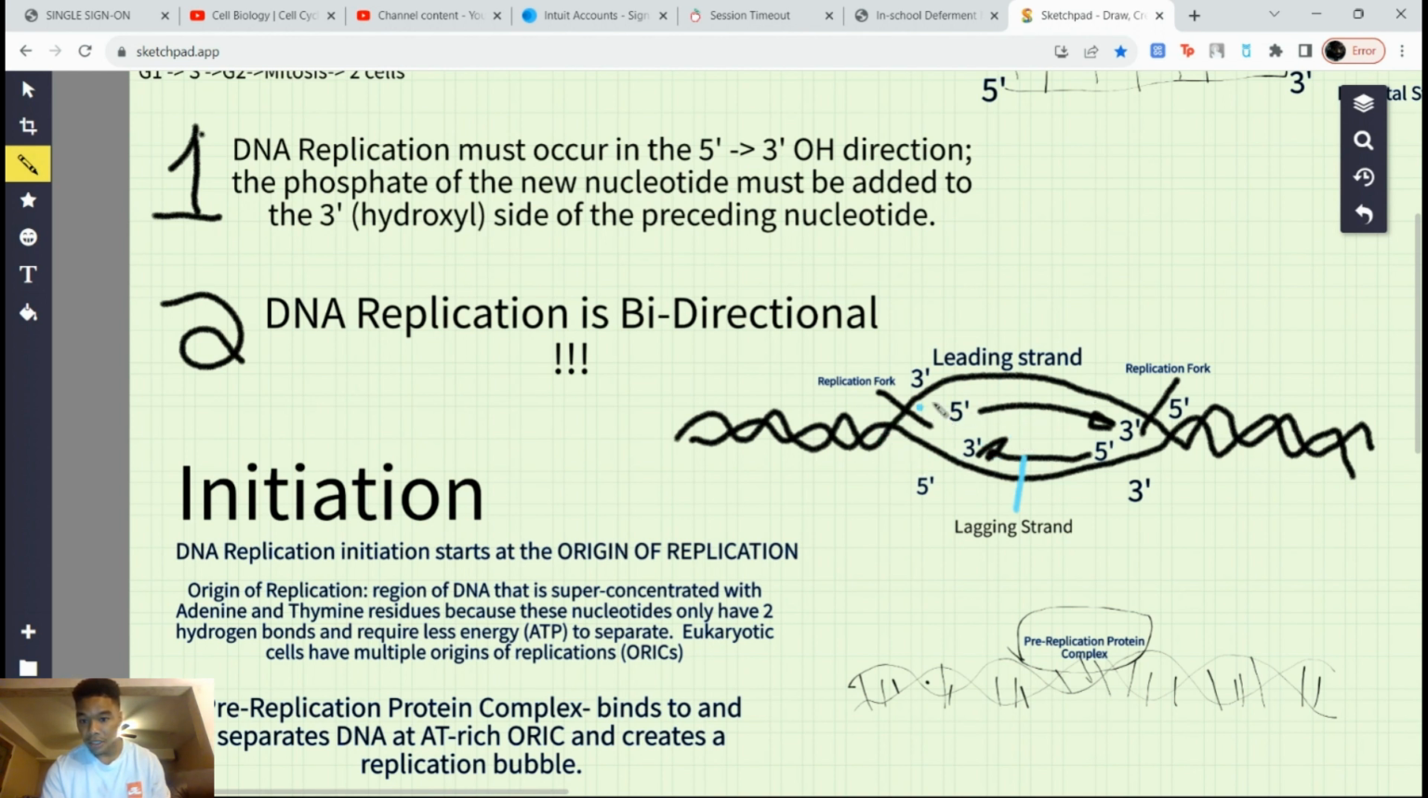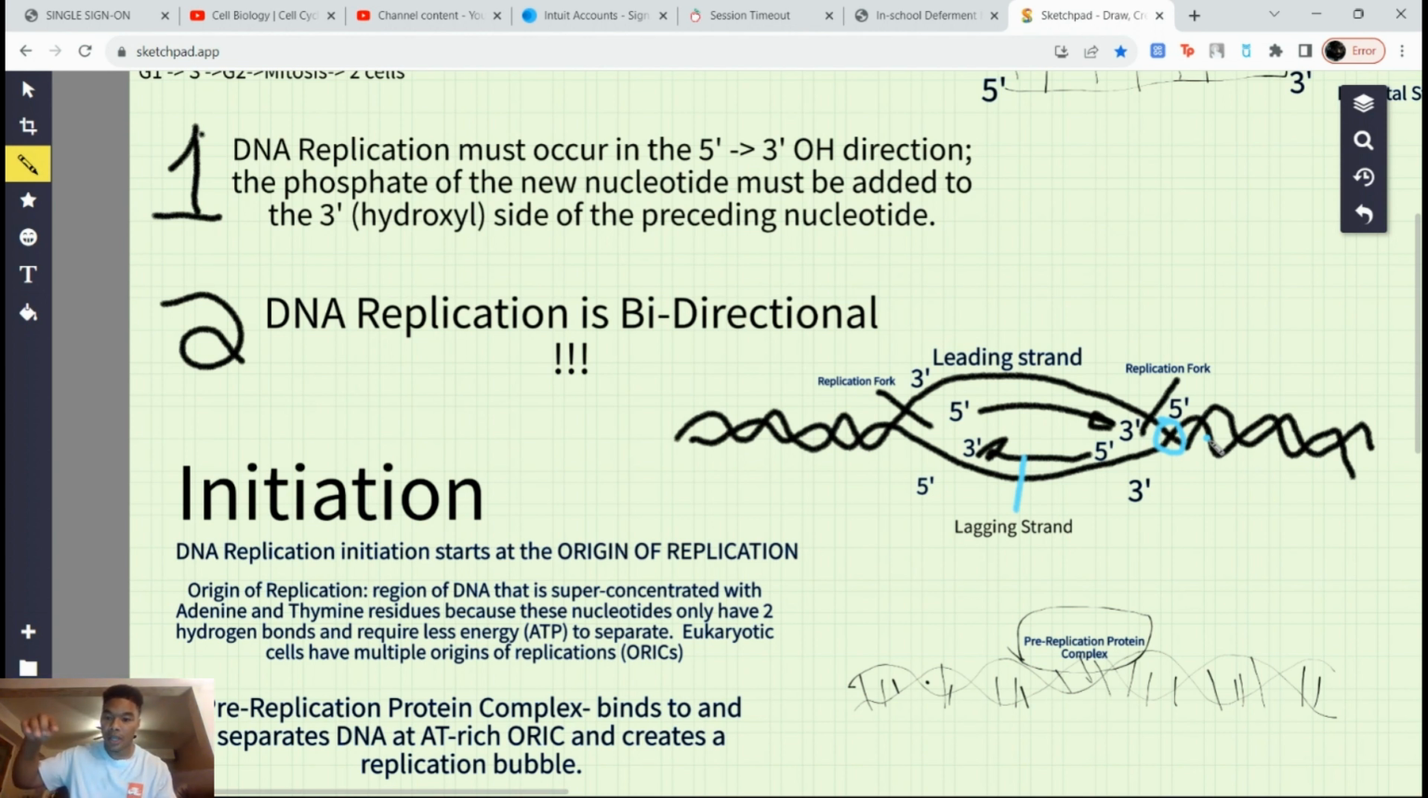And then you have the leading strand. The leading strand goes in the 3' to 5' direction, and it moves towards the replication fork. This is the replication fork, as I've marked here. So the replication fork is the direction that DNA is being synthesized. So it's being opened, and the strand is following the DNA strand as it's opened.